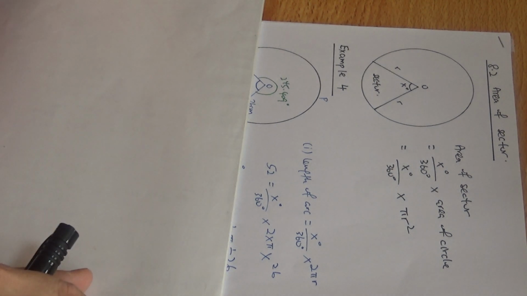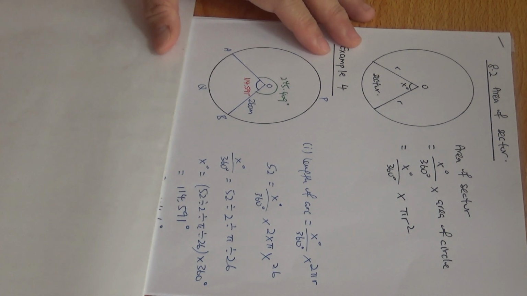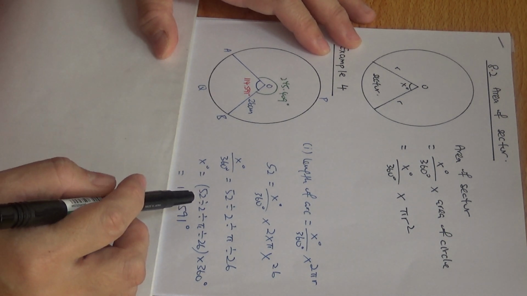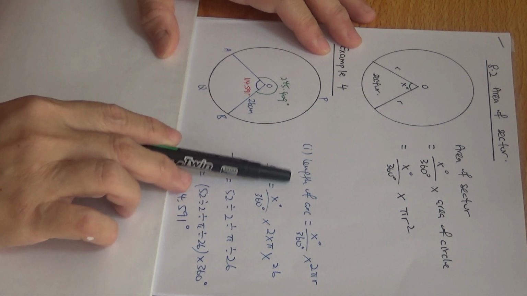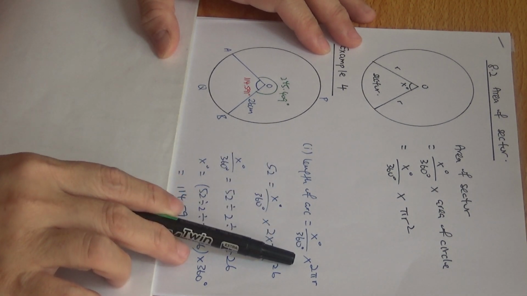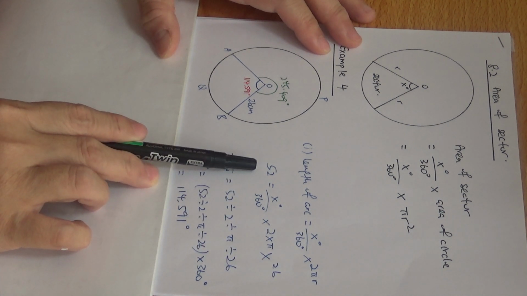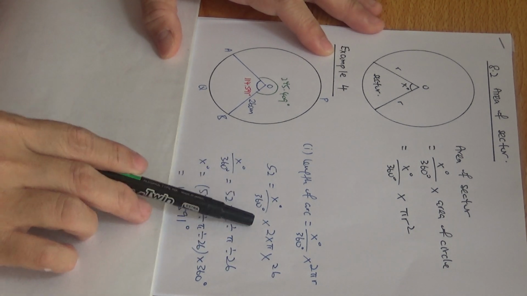Now example 4 says that in the figure, O is the center of the circle of radius 26 cm. The length of the minor arc AQB is 52 cm. Show that angle AOB is approximately 114.6 degrees, and hence find the area of the major sector OAPB. Now, first of all, they tell you the length of the minor arc is 52. So, length of arc is x over 360 times 2 pi r. So, 52 is the length of the arc, x over 360 times 2 pi r.